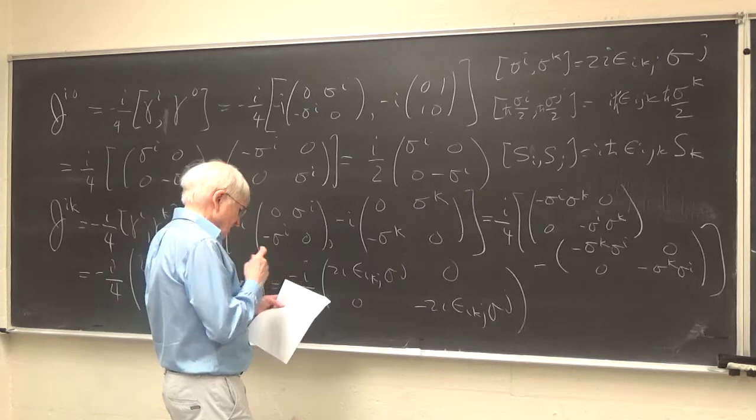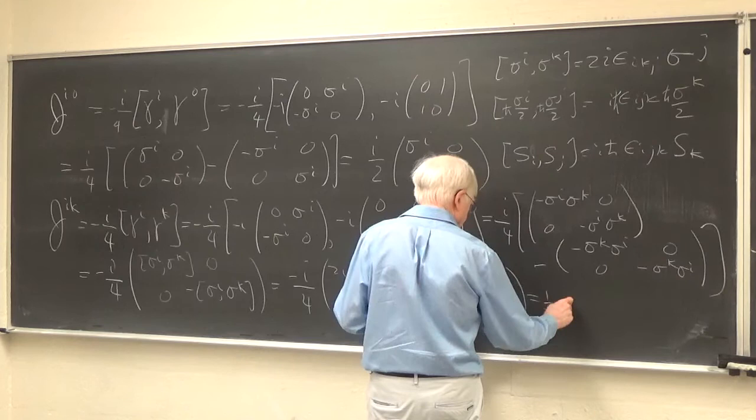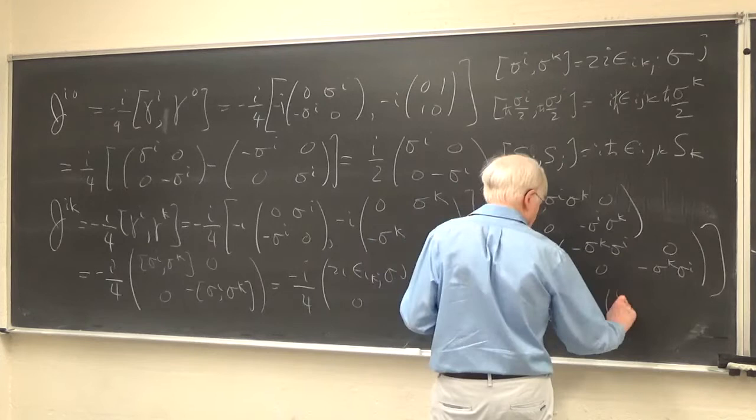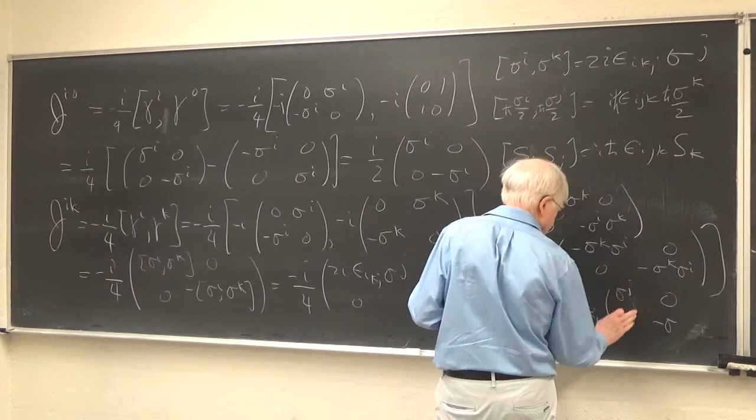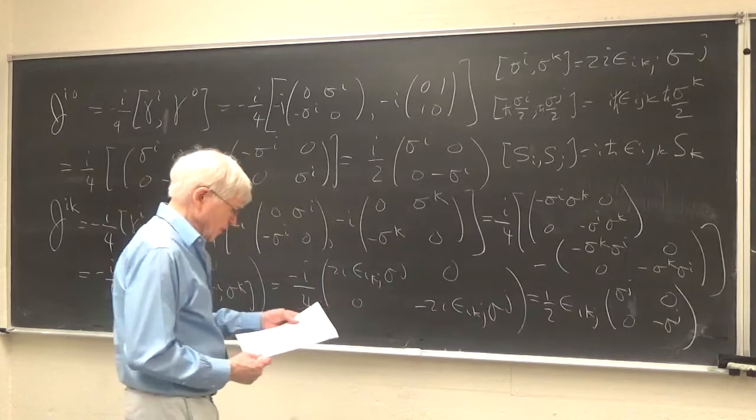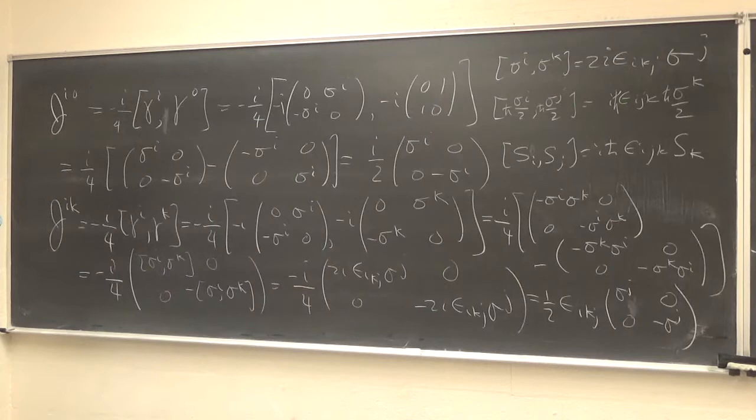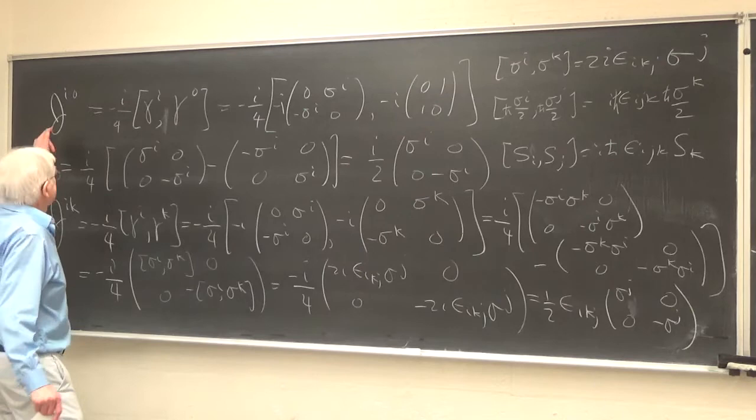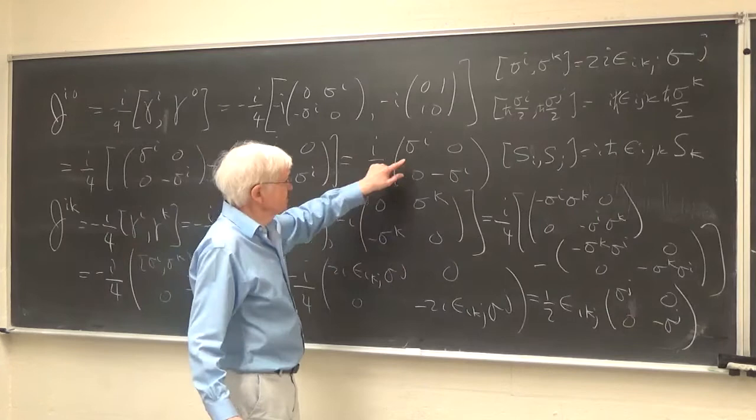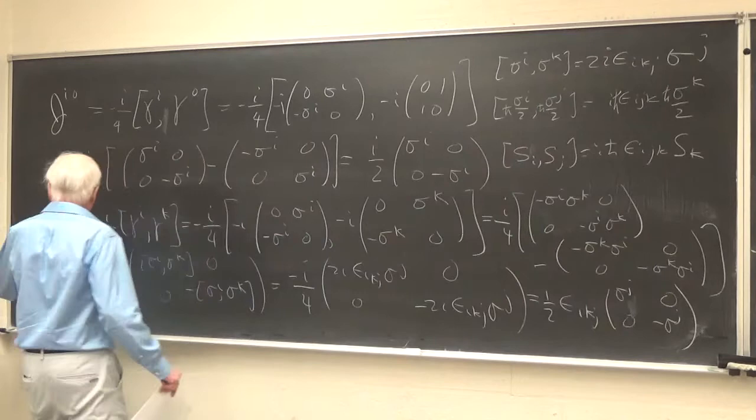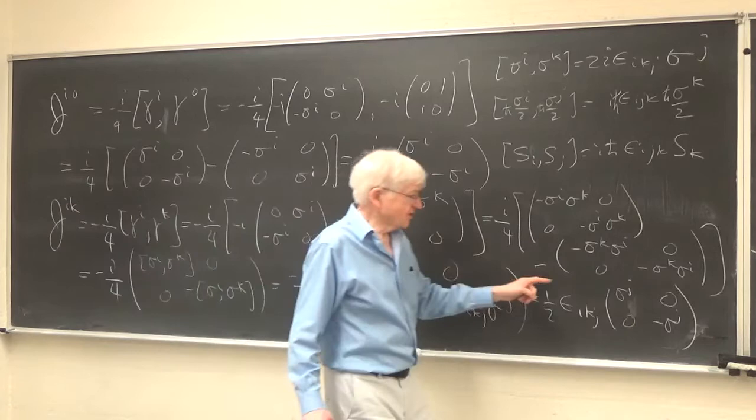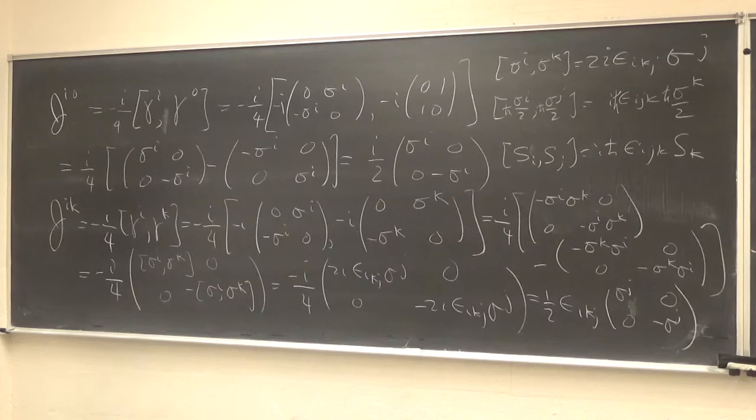And this then has a very nice form: one half epsilon_ikj times sigma_j, 0, 0, sigma_j. Well, I'm using upper indices. I don't know why I'm using upper indices. Now all of a sudden this becomes so much simpler. The J^{i0} are just i over 2 times block diagonal matrices. The J^{ik}, the rotation generators, are also block diagonal. The boosts are block diagonal. So the Dirac representation of the Lorentz group is reducible.